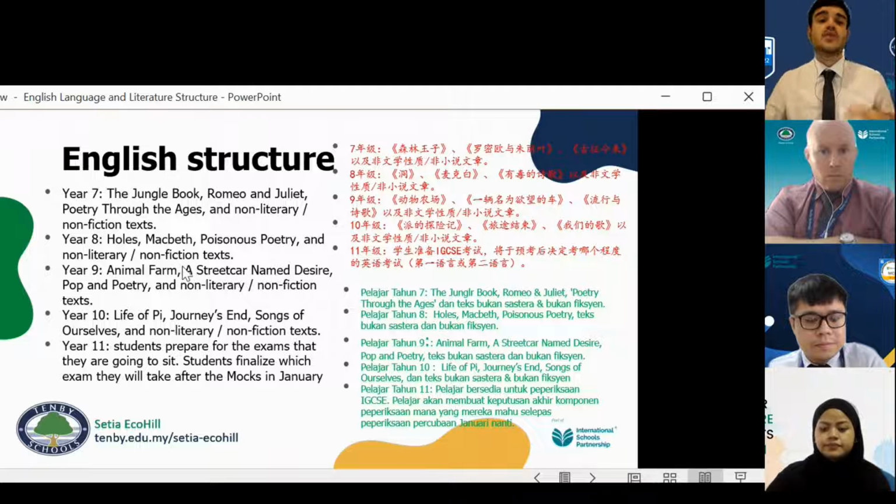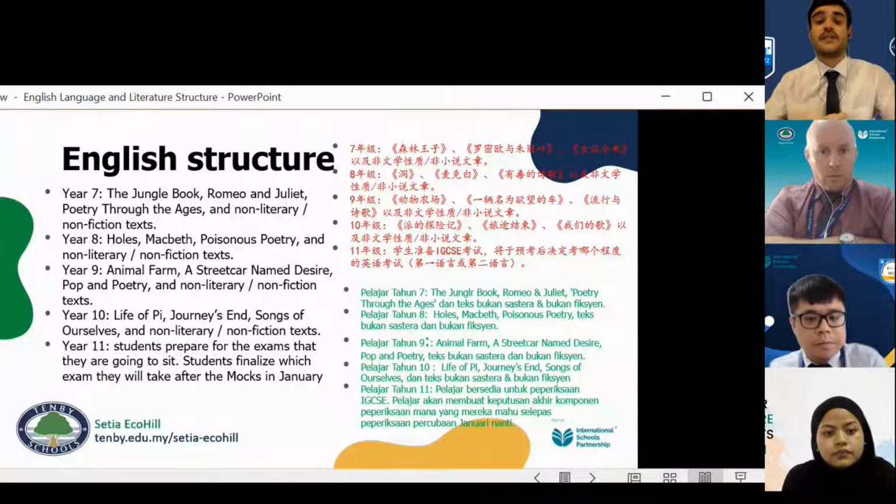As you can see, each year we do one fiction, one novel, one play, and one poetry collection as required for the literature GCSE. So over to you, Mr. Ng.